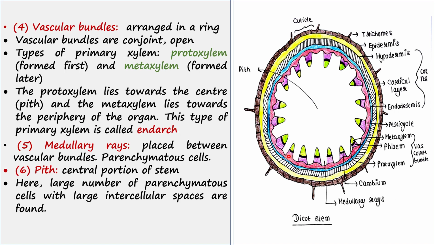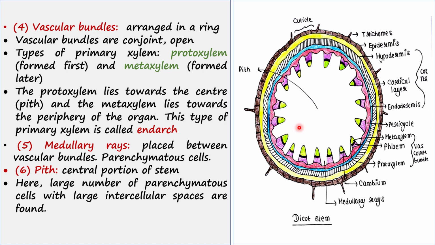Okay, so next to the pericycle is vascular bundles. You can see vascular bundles are made up of xylem and phloem. Vascular bundles are arranged in a ring-like structure like this. So this is the specialty of dicot stem. The ring-like structure of vascular bundles is the specialty of dicot stem.